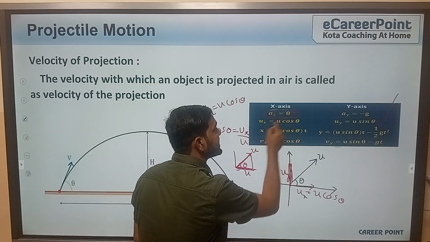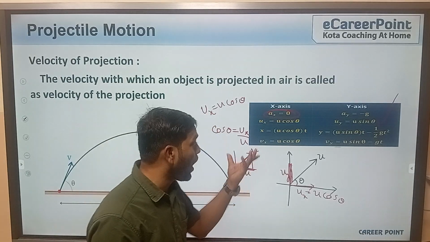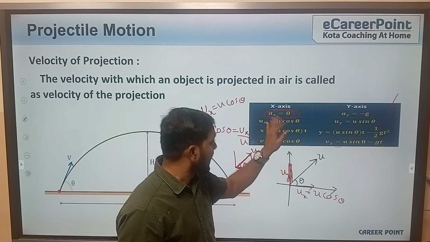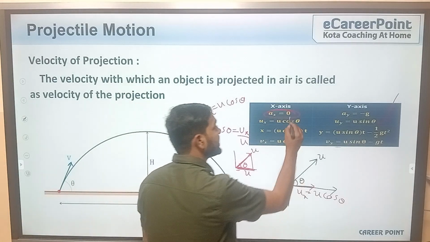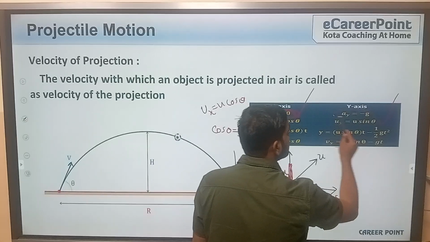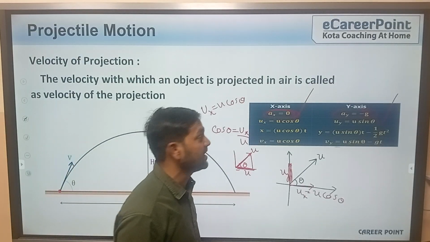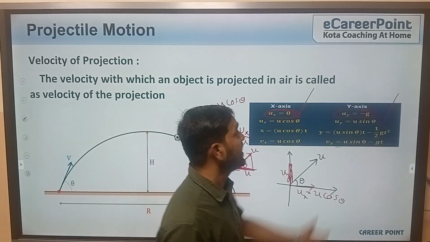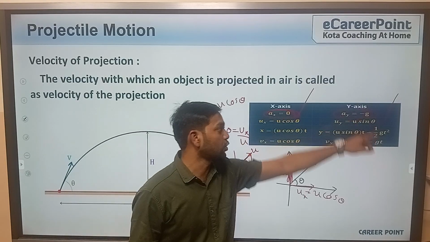Along the x-axis there is no acceleration. Here we are considering that along the x-axis we do not have any acceleration, so for that reason we are taking ax equal to 0. And here we are having ay, so ay is equal to minus g. Why is ay equal to minus g? Vertically we are having the acceleration due to gravity. So for that reason we are taking ay equal to minus g, and ux is equal to u cos theta, uy is equal to u sin theta.